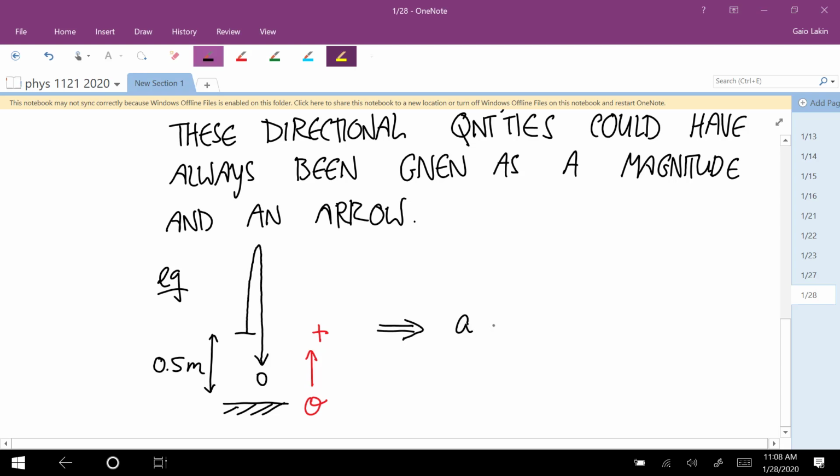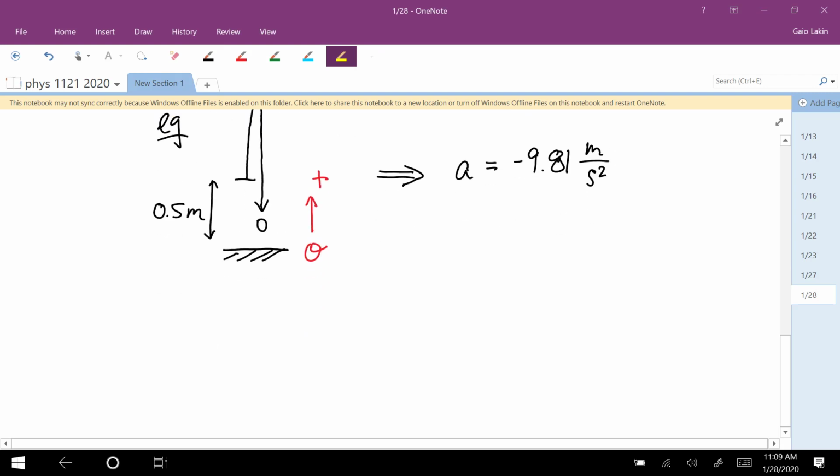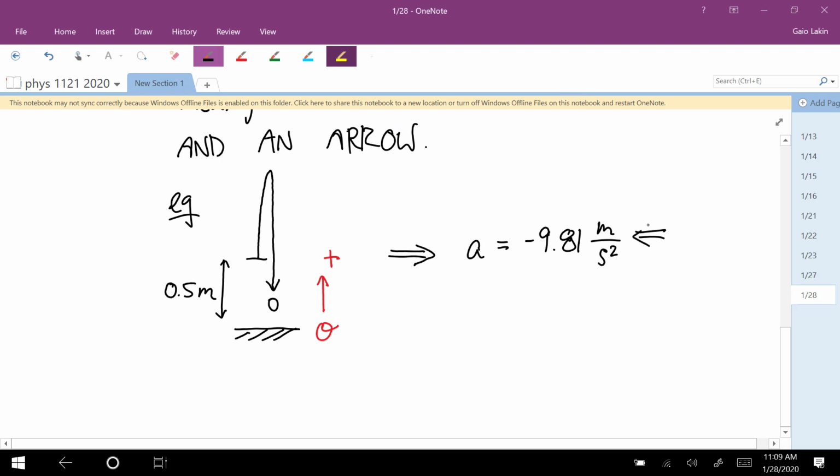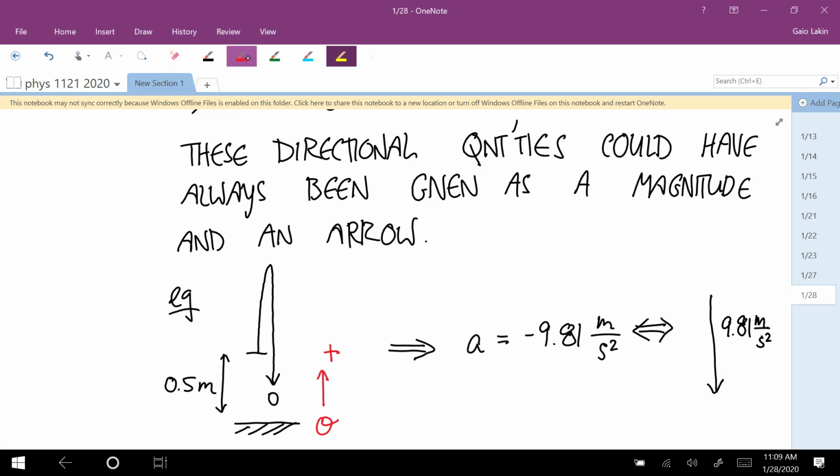That's right. So the acceleration would be negative g, or negative 9.81 meters per second squared. But that's the same thing as saying down with a magnitude of 9.81 meters per second squared, right? That sign could have been indicated as an arrow direction. It's just that the arrow direction for motion along a line only has 2 possibilities. So this arrow only has 2 possible directions.